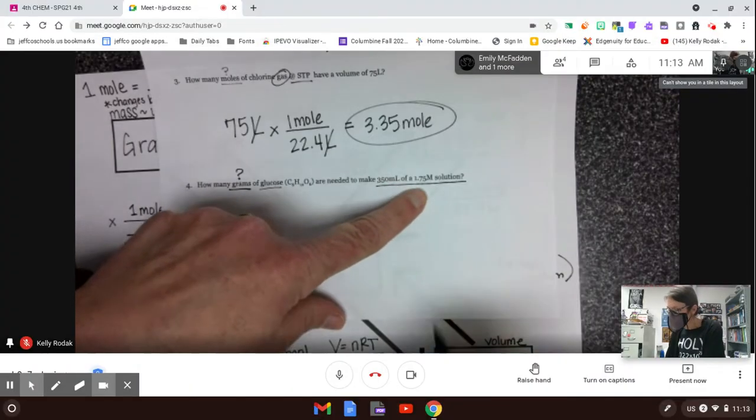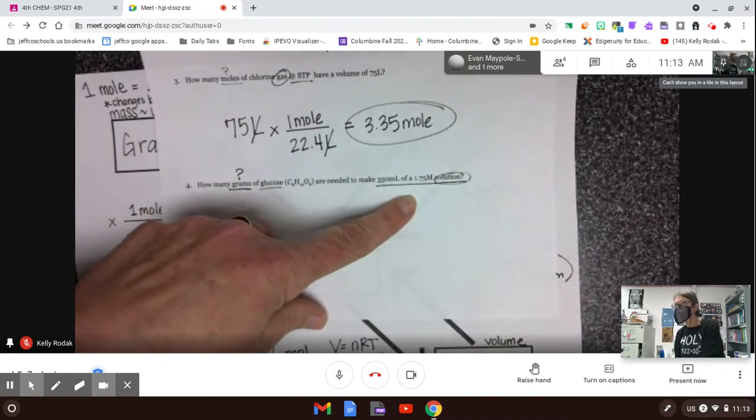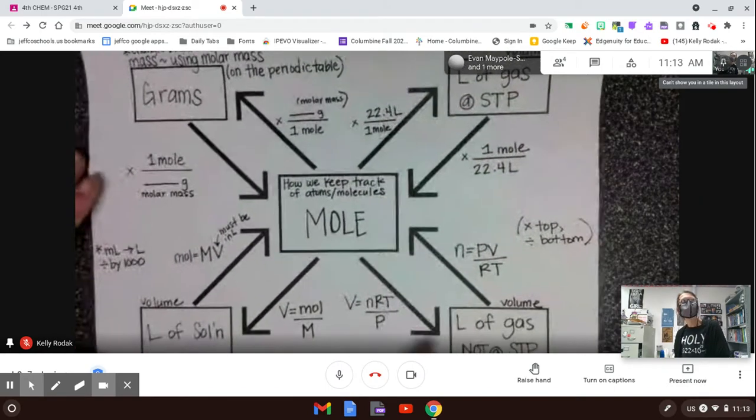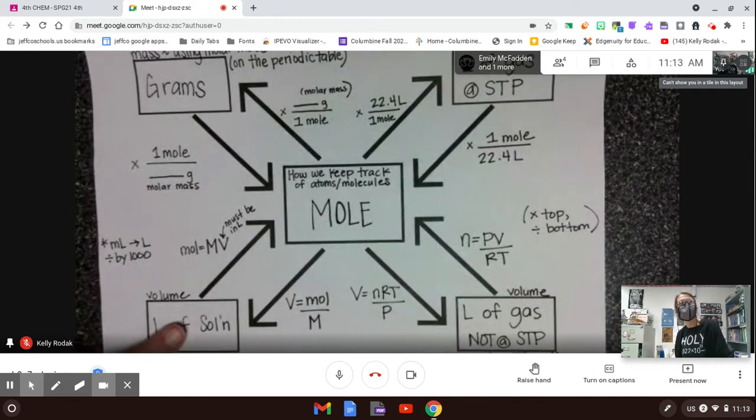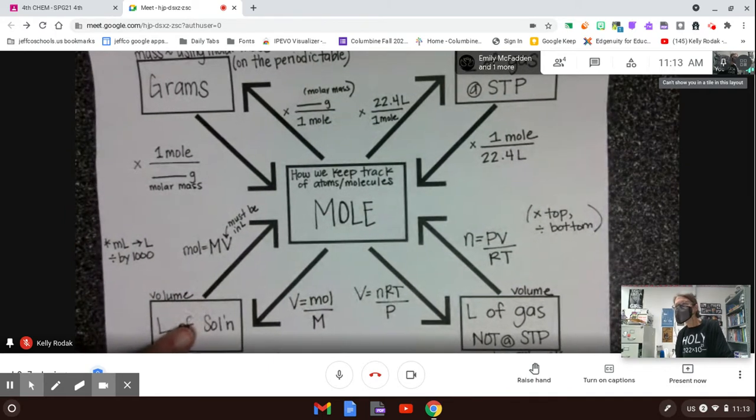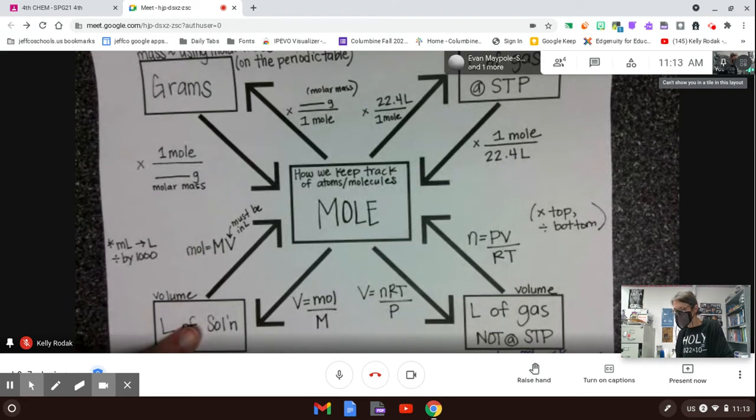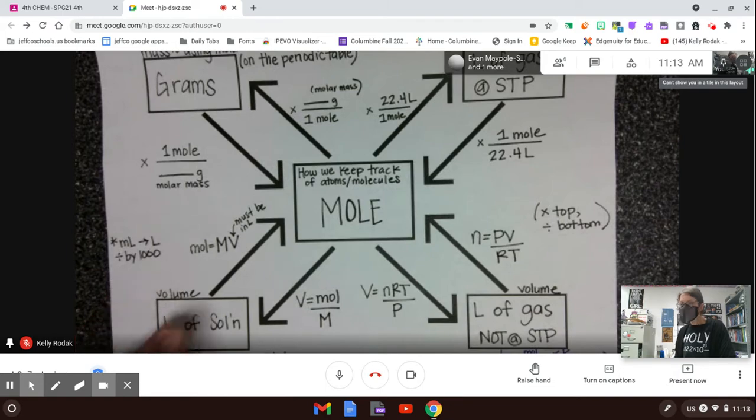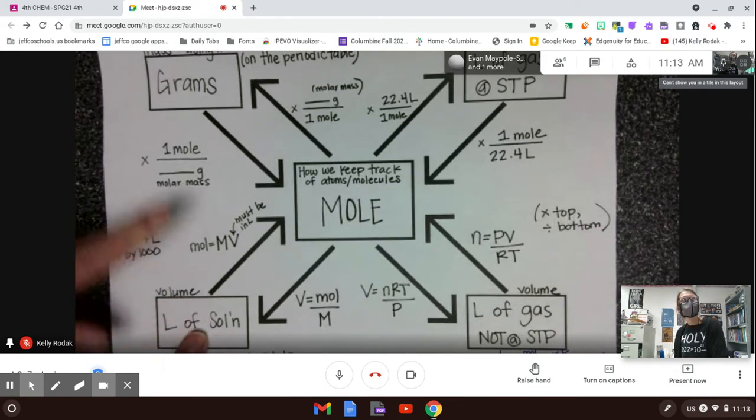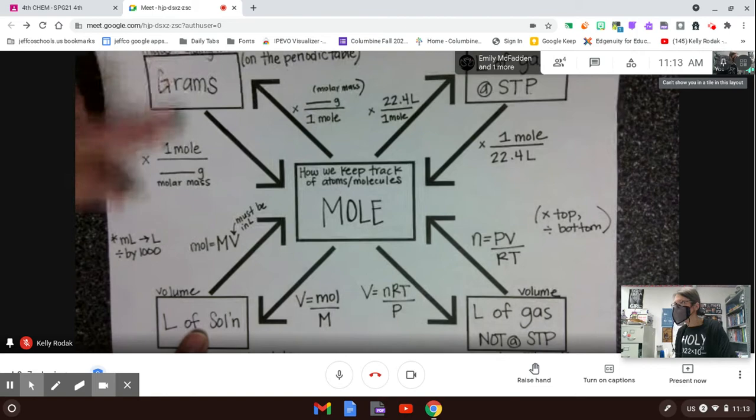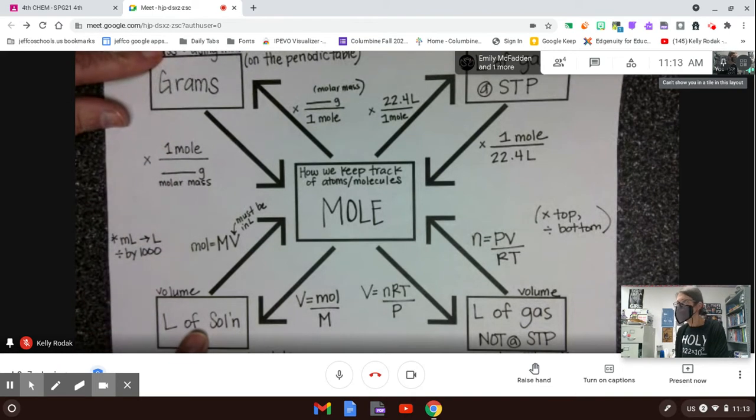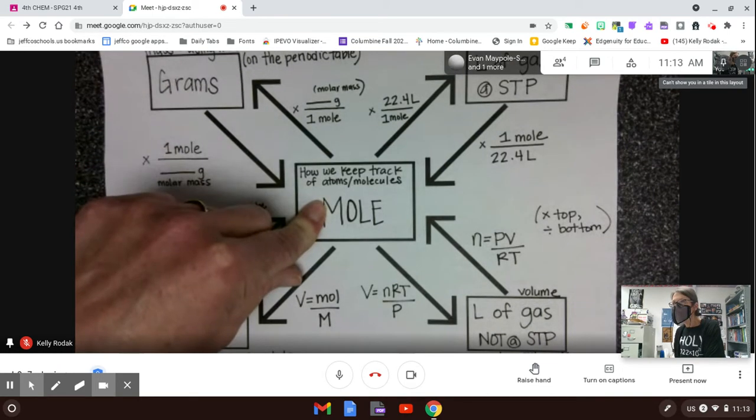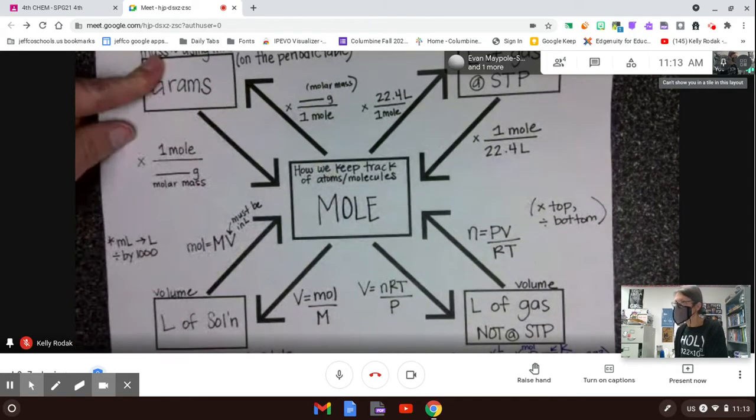So some big clues. First of all, the word solution, right? Where do we only have solution on the map? Here. So we must be starting here because that's the only thing that has to do with solution. Also, it tells us 1.75 capital M. That means molarity, right? So it gave us the molarity and it straight up said solution. So we know we're here and we're going to grams. Can we go straight from liters to grams? Is there a road that way? No, right? We're going to have to go to the mole first. And then once we know our moles, then we can go out to grams.